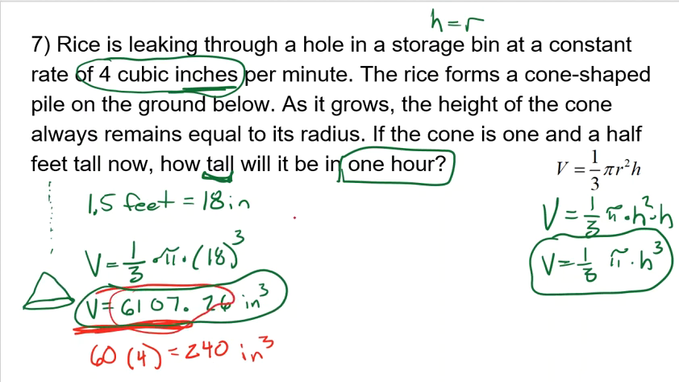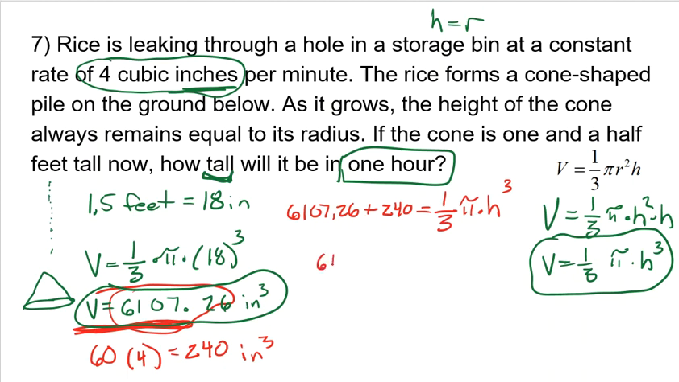Sorry for that very bad circle. All right, so if I take 6107.26 and I add the 240 more cubic inches that's going to fall over the course of an hour, I get the new volume at the end of 1 hour. So now I just have to set that volume equal to the volume formula and solve for h. The first thing I'm going to do is take the 6107.26 plus 240, add that together. Then I'm going to multiply by 3, because the opposite of divide by 3 would be multiply by 3. And then I'm going to divide by pi.